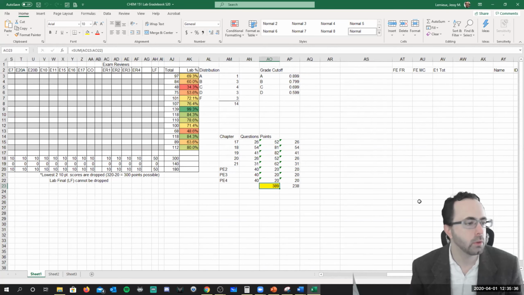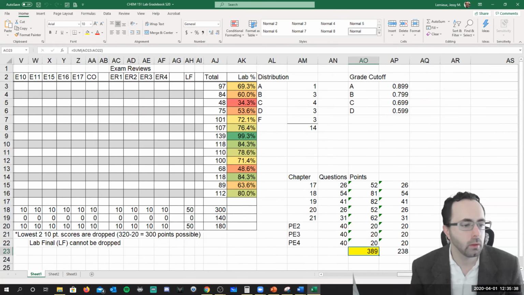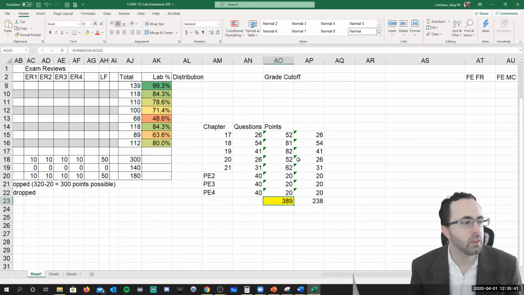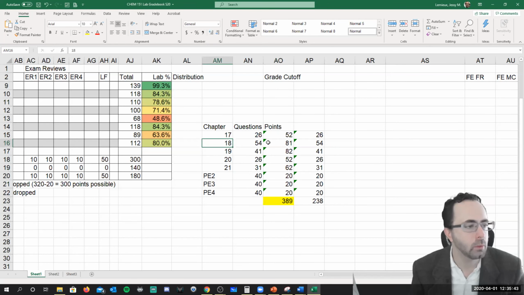So the issue with the chapter 18 assignment was that it was like 100-something points and the rest were not close to that. So I brought its point value more in line with the rest. Chapter 17 had 26 questions worth 52 points, 2 points per question. Chapter 18 has 54 questions. It will be 81 points, 1.5 points per question, and so forth.